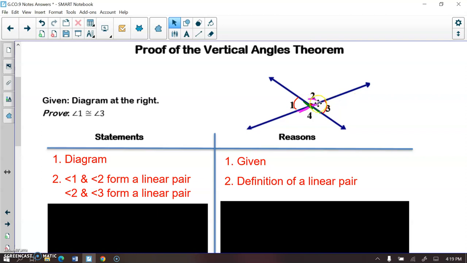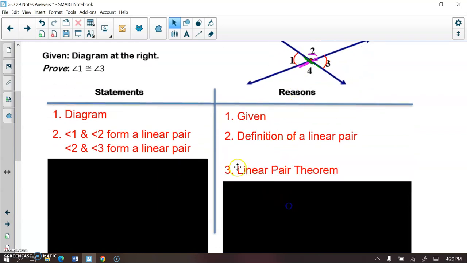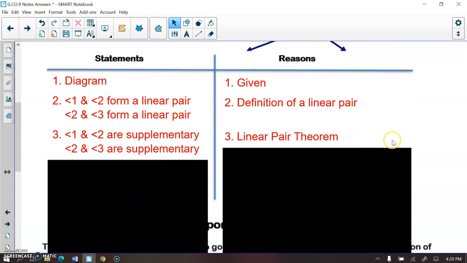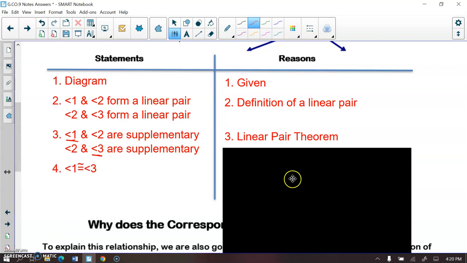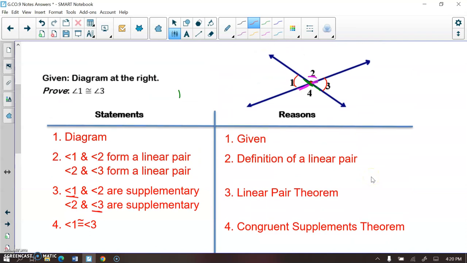Now, what do we know about linear pairs? We know by the linear pair theorem that they are supplementary. So angle 1 and angle 2 are supplementary, and angle 2 and angle 3 are supplementary. Lastly, if I know that both angle 1 and 3 are supplementary to angle 2, then I can say that they are congruent to each other by the congruent supplements theorem. This is the short way to do this proof.